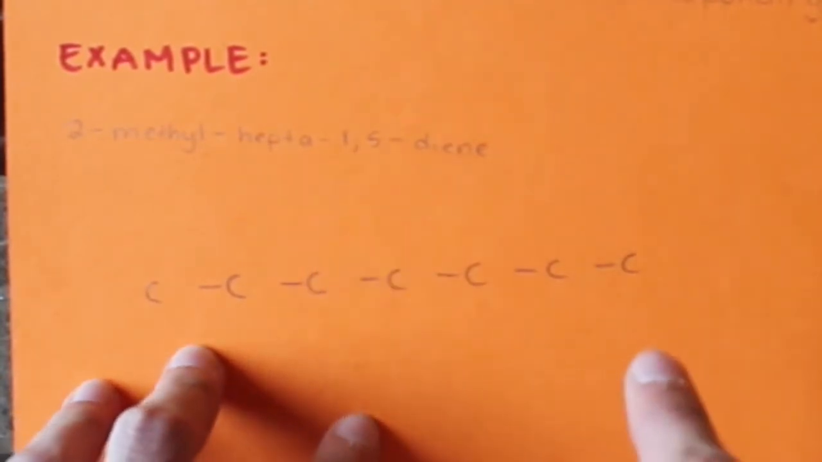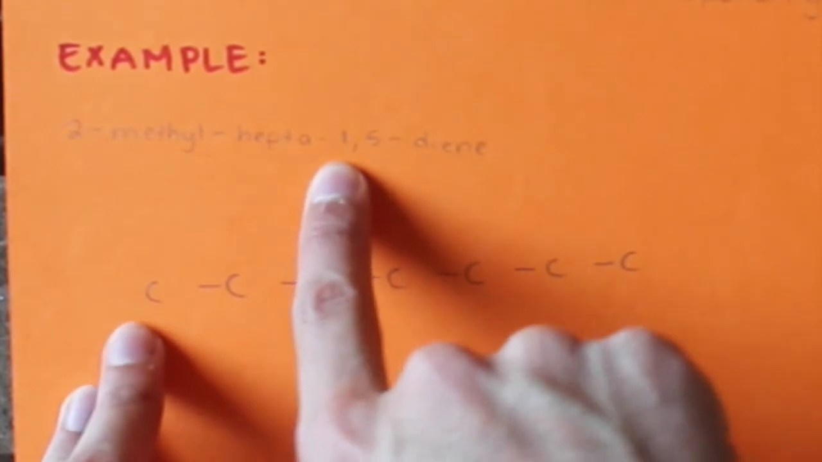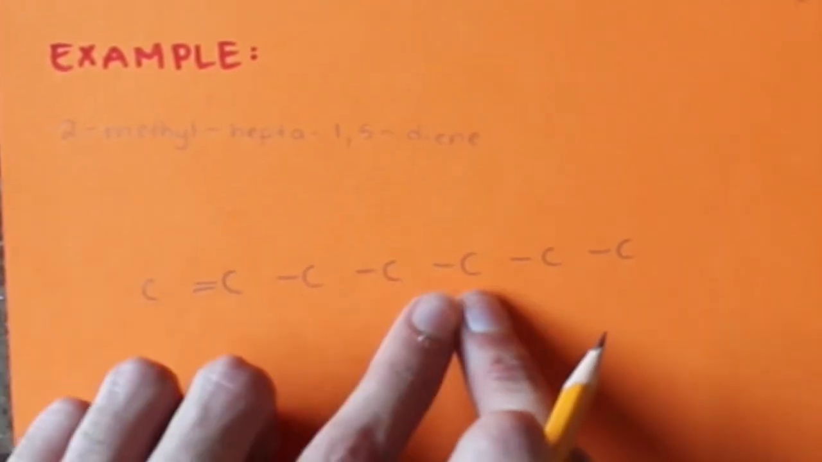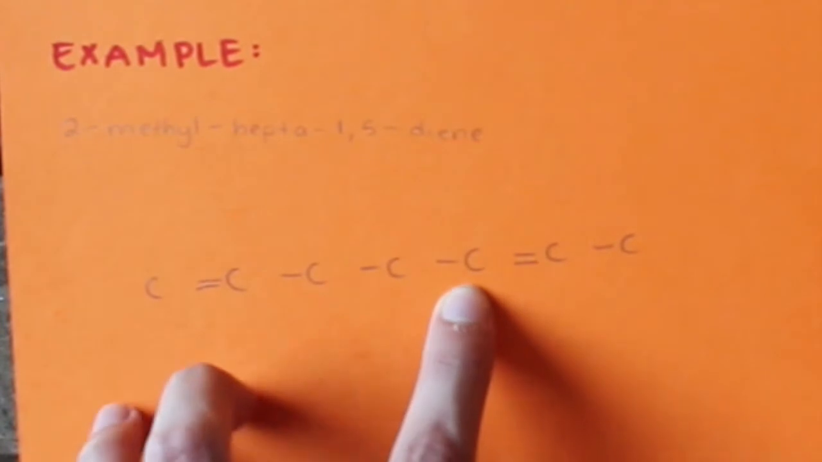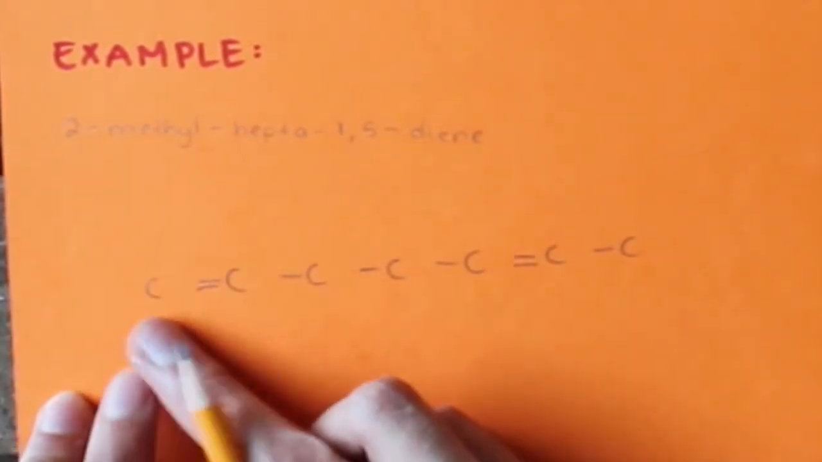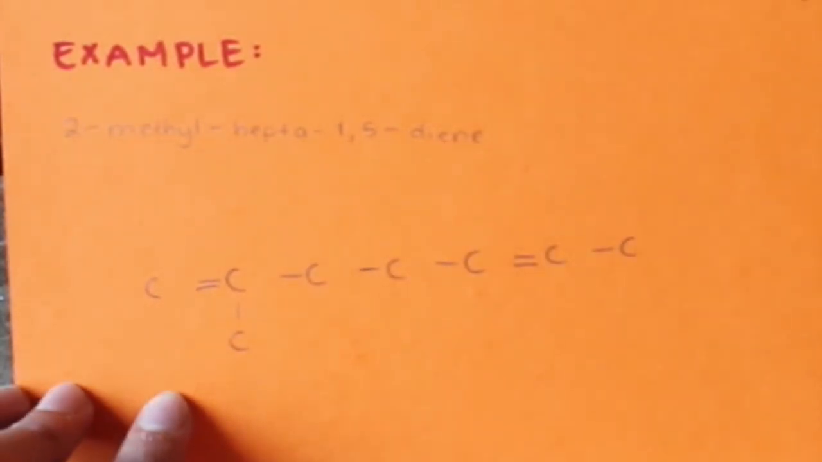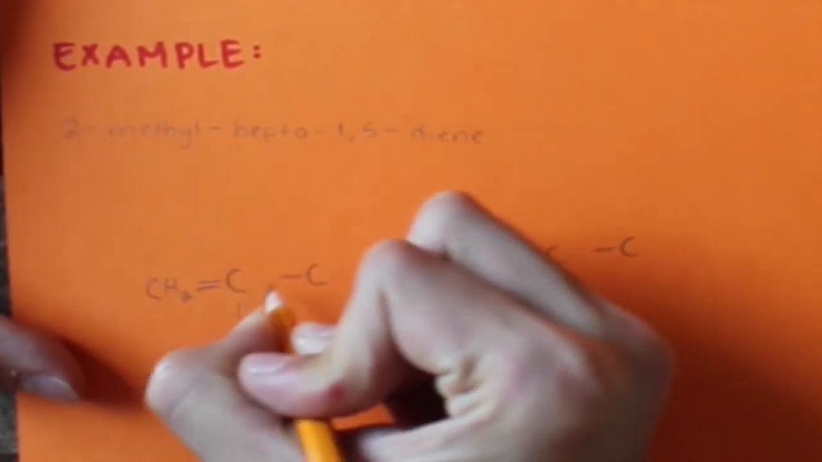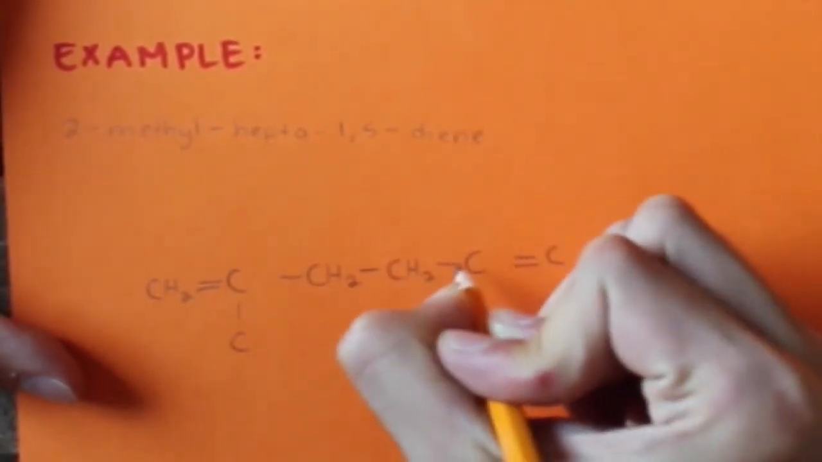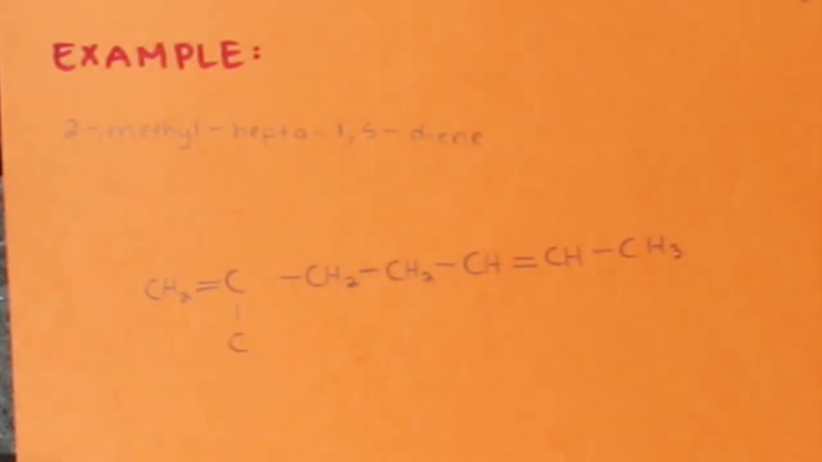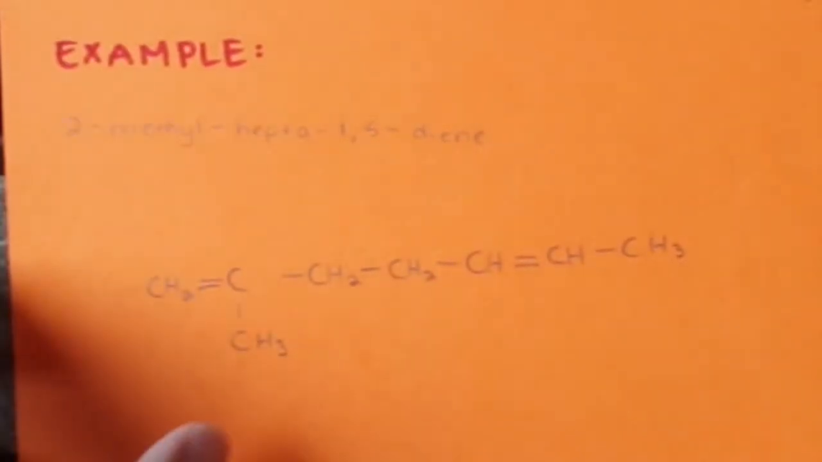Now, in alkenes, we need to check the location of the double bonds, and we have them here in carbon number 1 and carbon number 5. One here, 1, 2, 3, 4, 5, and other here. Now, let's go with the branches. In the carbon number 2, we just have 1 methyl here. Now, to finish, we have to fill with hydrogen atoms. Remember that a carbon can have just 4 bonds.